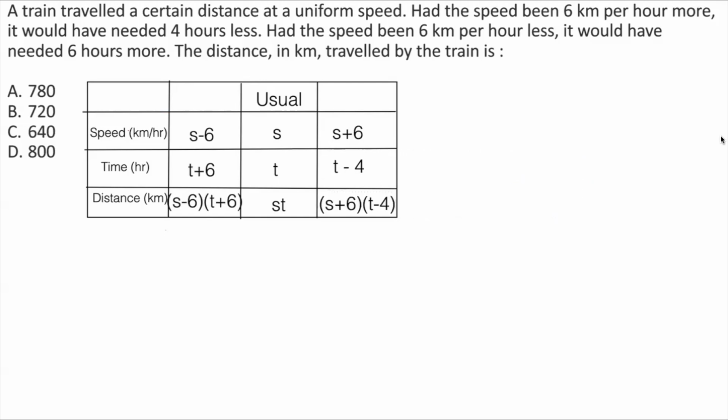Similarly, had the speed been 6 kilometers per hour less, the speed would have been s − 6. It would have needed 6 hours more, so the time would have been t + 6. So now the distance would be speed into time, (s − 6)(t + 6).